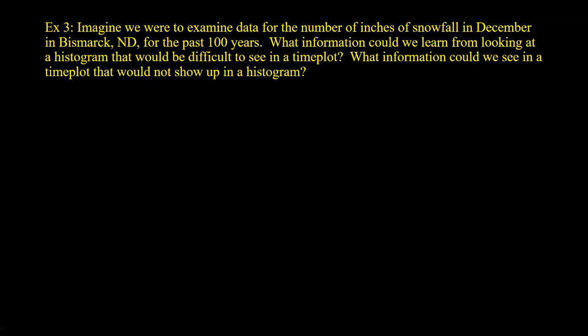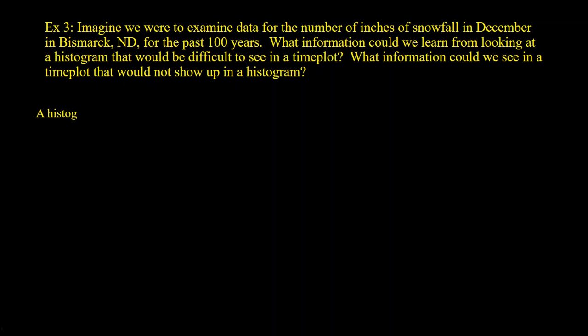So a time plot would show us from year to year. A histogram would show us by inches of snowfall. So if there were 10 years that had 30 inches of snowfall, we would see that. We wouldn't know what 10 years they are, but we would know there were 10 years that had 30 inches of snowfall.